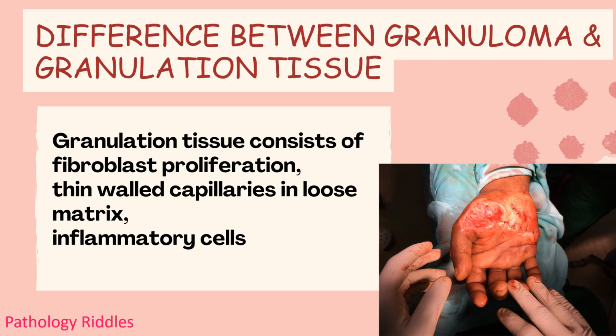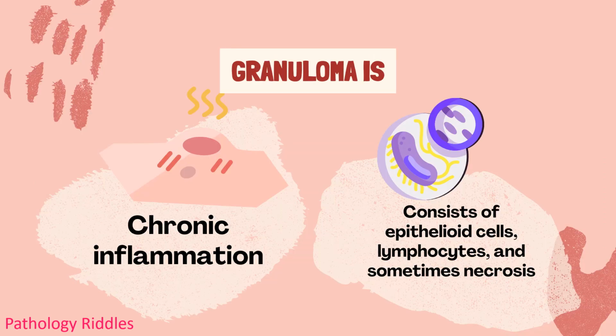Let's see what granuloma is. Granuloma is a chronic inflammation. It consists of epithelioid cells, lymphocytes, and sometimes necrosis. The most common example that we take is tuberculosis. So remember, next time granulation tissue and granuloma is asked, look at the word carefully and then answer in the exam.